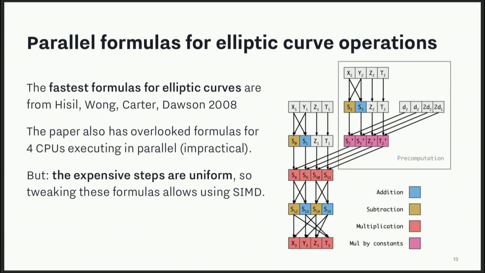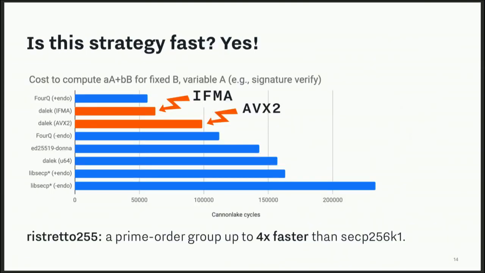But if you look more closely at these formulas, so I've drawn a diagram of them, the expensive steps of the formulas are all uniform. And so by tweaking them, you can actually do a SIMD implementation, which is pretty fast. Here, these orange bars are the SIMD implementation that I wrote. One backend uses AVX2, and the other uses IFMA. And so the IFMA implementation is just barely slower than 4Q, even when using the patented endomorphism speedup.